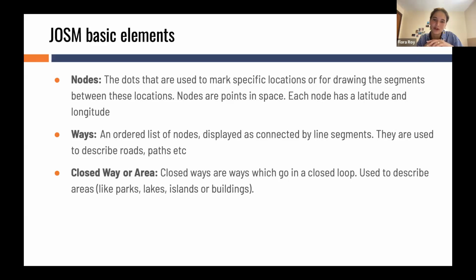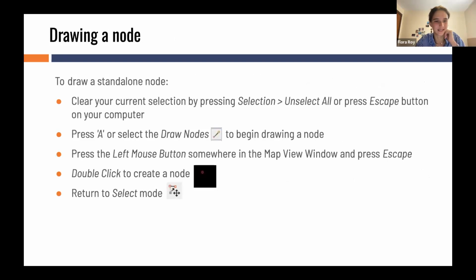And then an ordered list of nodes is a way. So this is the same as a line segment, more or less. And these are used to describe roads or paths or fences or anything of that nature. And the last one is a closed way or an area. This can also be referred to as a polygon. So these are closed ways which go in a closed loop. So the first point is the same as the last point, more or less. And then these are used to describe areas like parks or islands, or most commonly buildings. Next slide, please.